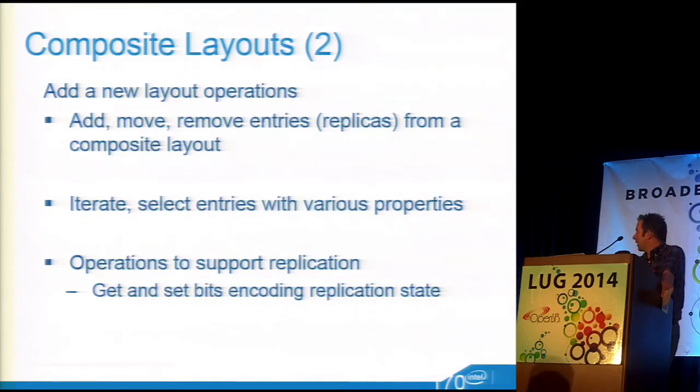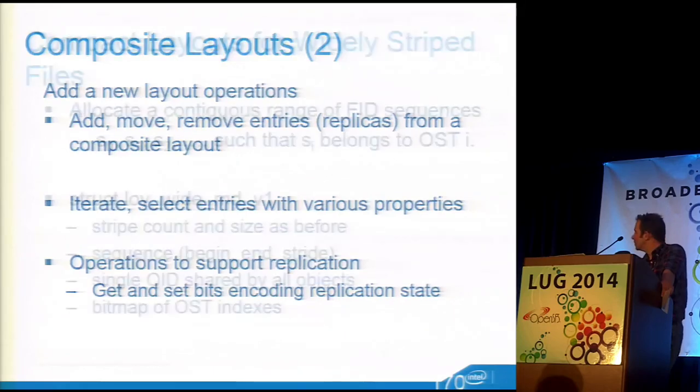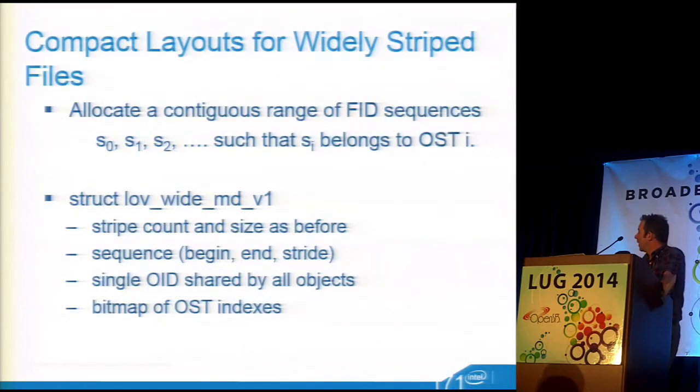To this, we need operations to add, move, and remove entries from a composite layout. So you think of this as adding or removing replicas from a replicated file. So you beef up the replication or reduce it. Finding the entry or replica that you want, or with some property, like finding a non-stale replica to satisfy a read, or finding all the stale replicas so that you can refresh them.